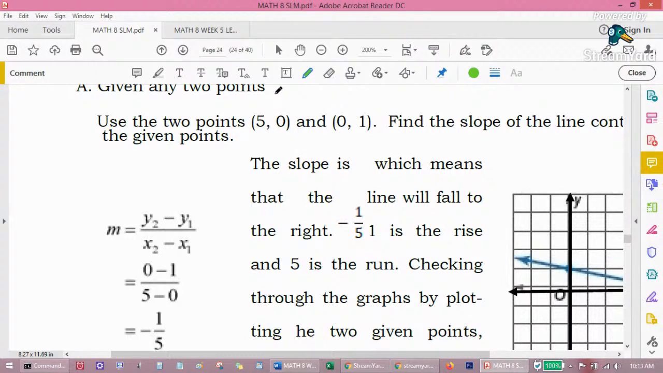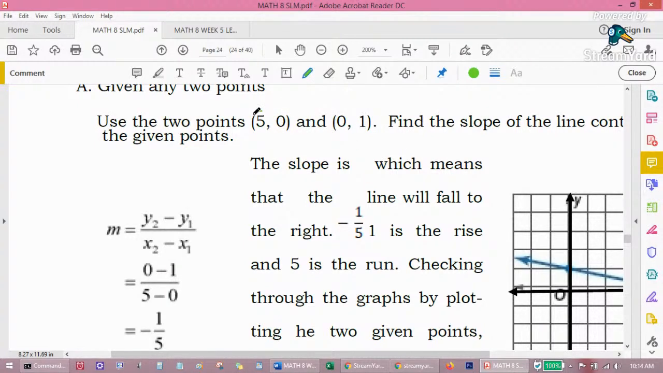So this is the first point, and the second point. The y of the second point is 1. Okay, so hindi na niya sinunod, no? So this is y minus y, so 0 minus 1. Okay, ulit mag-iingat.